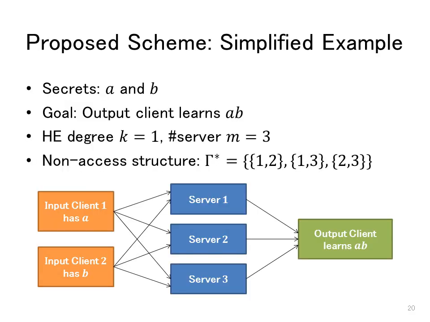To make it easier to understand, let's start with this simplified example. Suppose that there are 2 input clients with secret inputs A and B. The goal is to let the output client learn the value A times B. We build the scheme on degree 1 homomorphic encryption and use 3 computing servers. If we do not want any pair of servers to learn the input, the maximal non-access structure will be as shown on the slide.